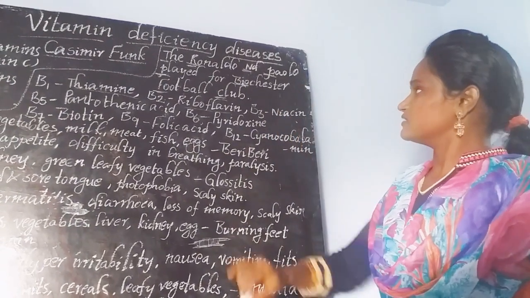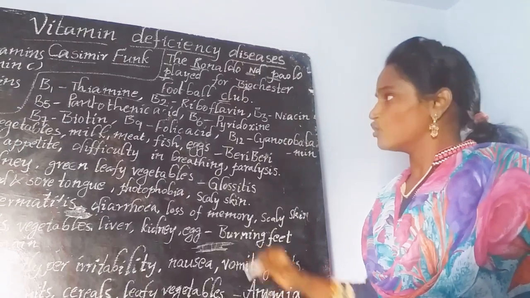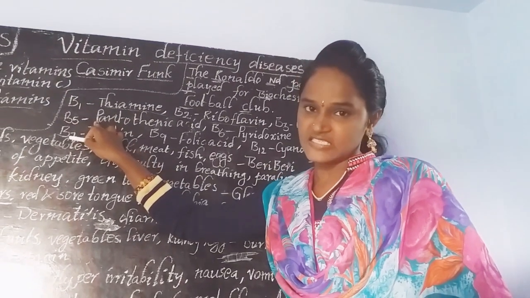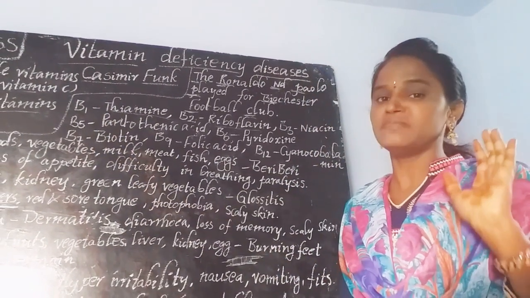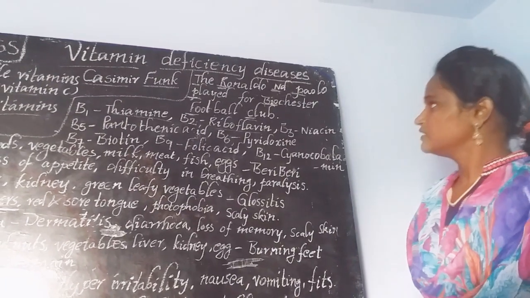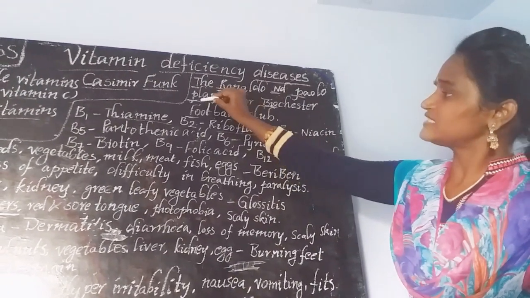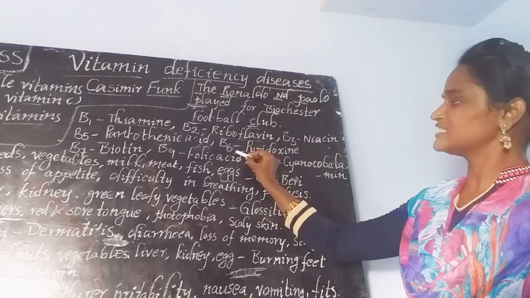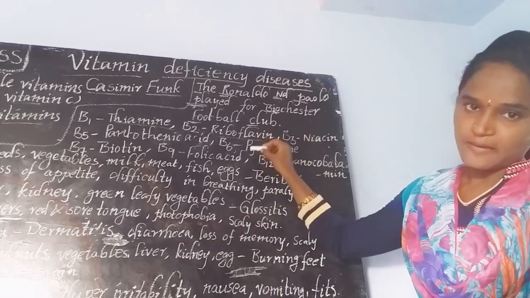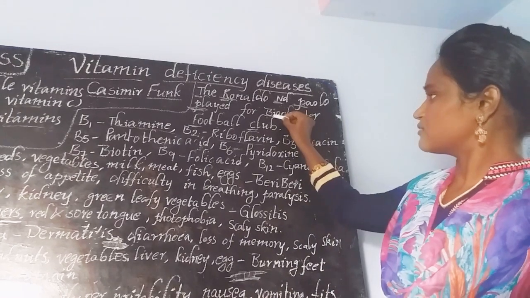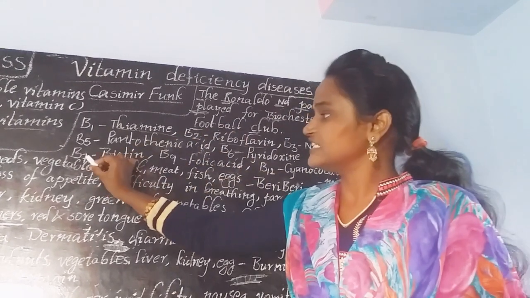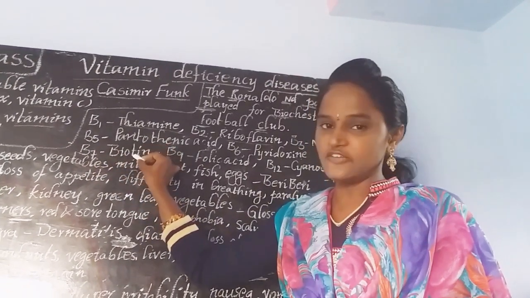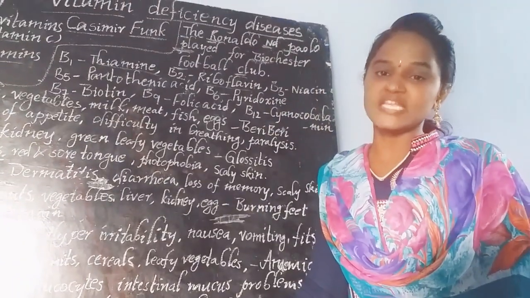B3, niacin. Then we go to the P in Pavlov. P indicates pantothenic acid. What is the scientific name of vitamin B5? Pantothenic acid. The next one, another P, indicates vitamin B6. The scientific name of vitamin B6 is pyridoxine. Next, Bio indicates vitamin B7. The scientific name of B7 is biotin.